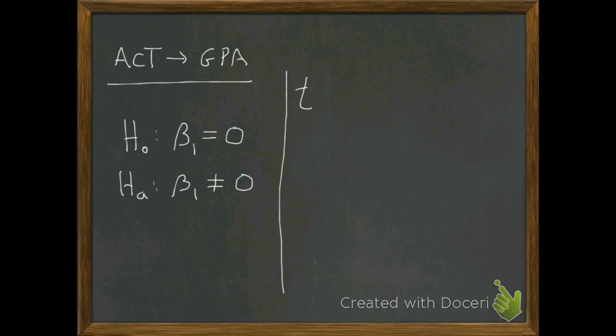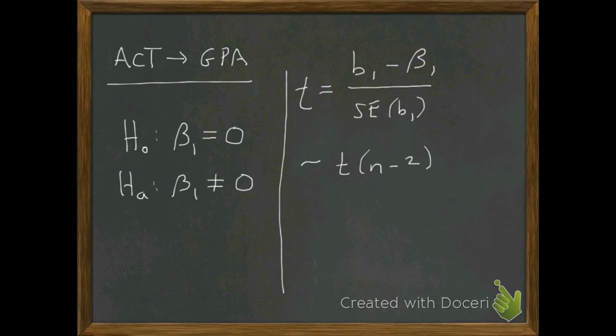So guys, we now know a lot more. Our t-test statistic is going to be B1 minus beta 1 divided by the standard error of B1. We know this follows a t-distribution with degrees of freedom n minus 2, which gives us the basis to calculate our p-value. Okay, now let's examine this standard error.